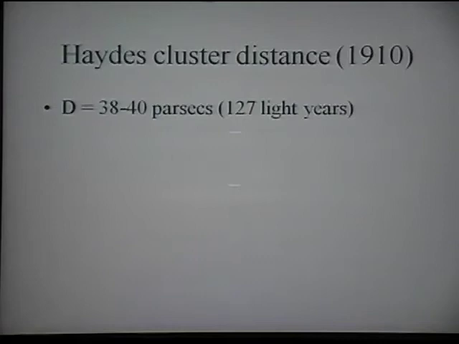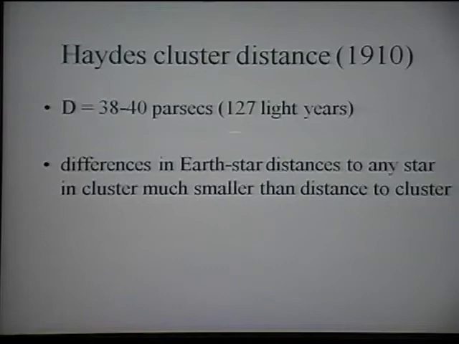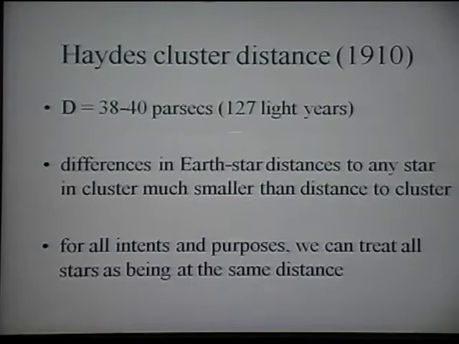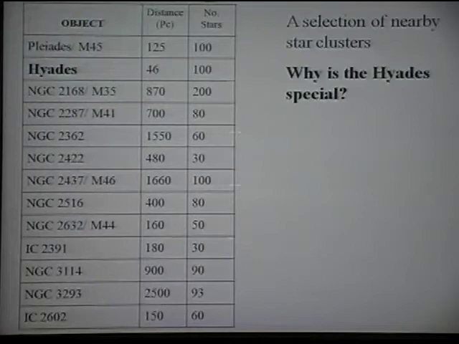What that means, and someone asked earlier, how big is the cluster itself? Turns out the Hyades cluster is about 10 parsecs across from one end to the other, which means the internal distances between the stars are much less than the distance to the cluster itself. So to an approximation, we can pretend that all the stars are at the same distance. It's not perfect, but it's a good starting point to estimate the distance to the cluster. And if we assume all the stars in the Hyades cluster are at 40 parsecs, we'll get, as we'll see in a minute, an HR diagram for the Hyades cluster.